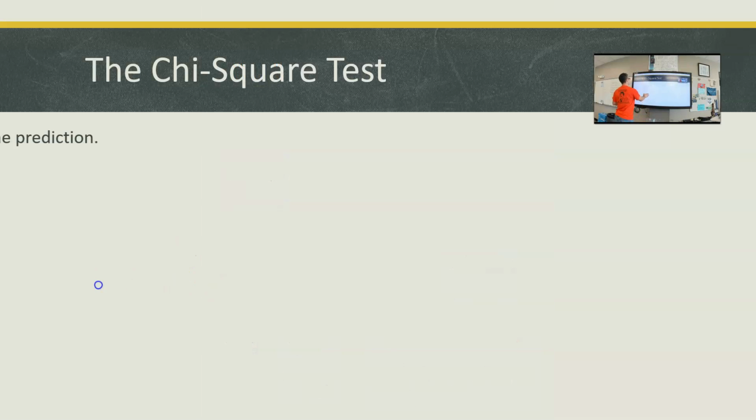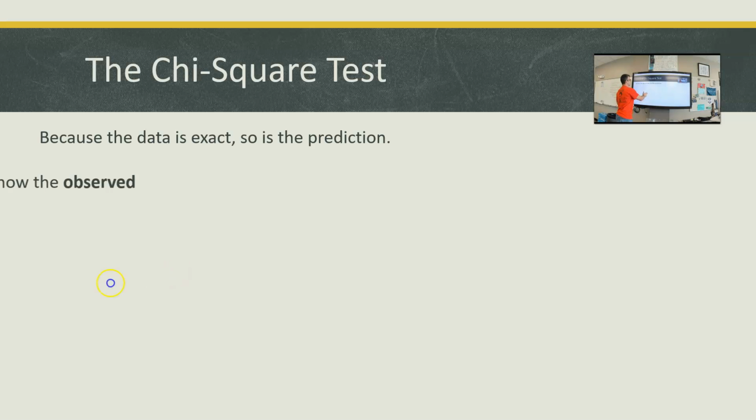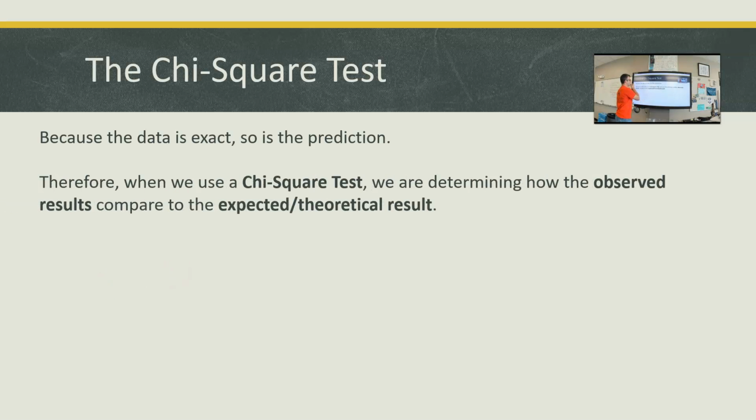We're going to do this really quick. Again, this is explained in the packets online. Because the data is exact, so is the prediction. Therefore, when we use a chi-square test, we are determining how the observed results compare to an expected or theoretical result. Usually with this, I expect it to happen exactly like this. I'm going to compare my data to what I expected to happen and see how close they match up.